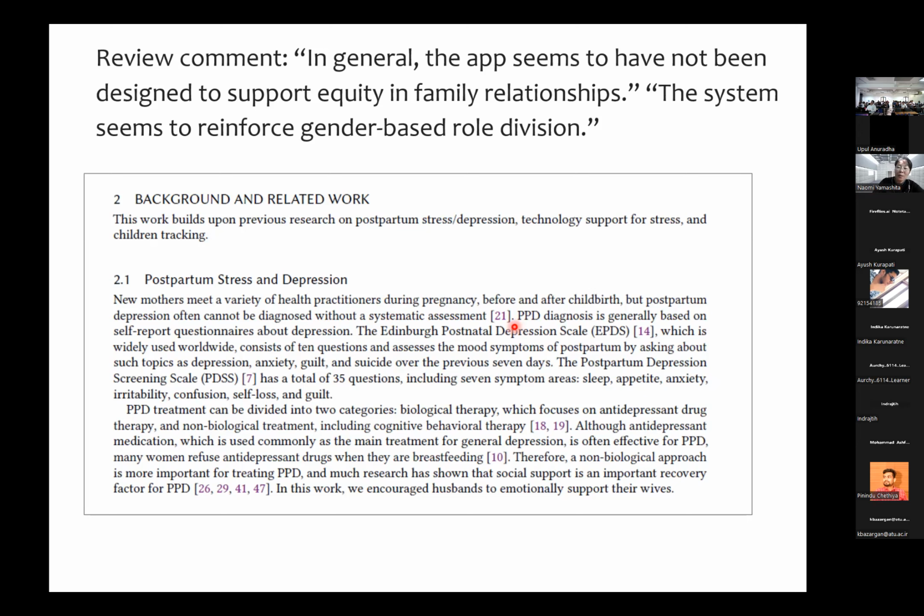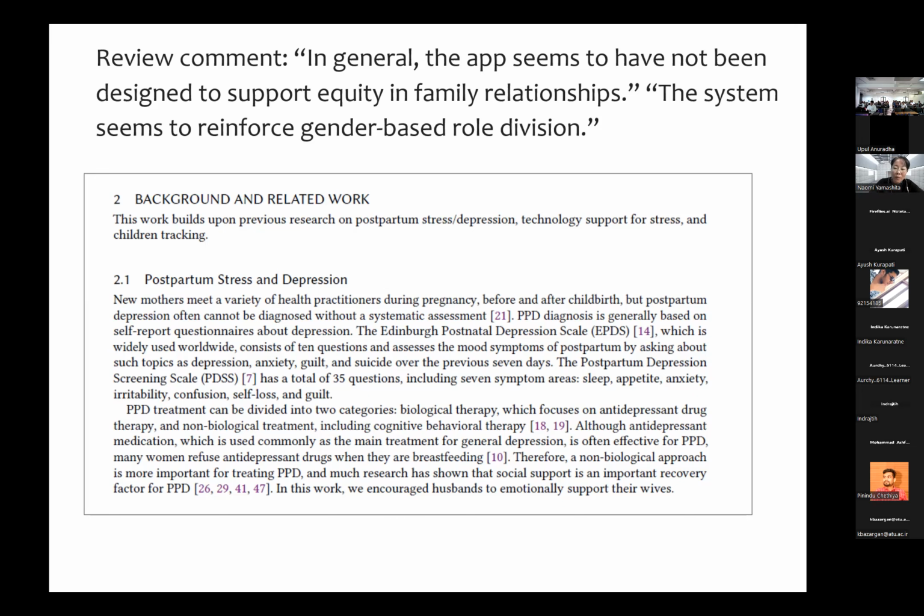However, some reviewers argue that in general, the app seems to have not been designed to support equity in family relationships. Some reviewers also say that the system seems to reinforce gender-based role division. After getting these review comments, we realized how hard it is to gain an understanding of the cultural context we are embedded in. We were not trying to support equity in family relationships. Although, yes, this is something we need to think about.